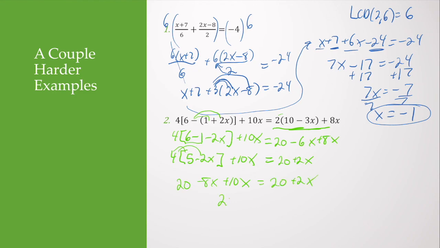I have 20 plus 2x equals 20 plus 2x. Oh, what's going to happen here? I'm going to subtract 20 from both sides. That gives me 2x equals 2x. So 0 equals 0. This is a true statement, but we never solved for x. Well, let's explore what that means.